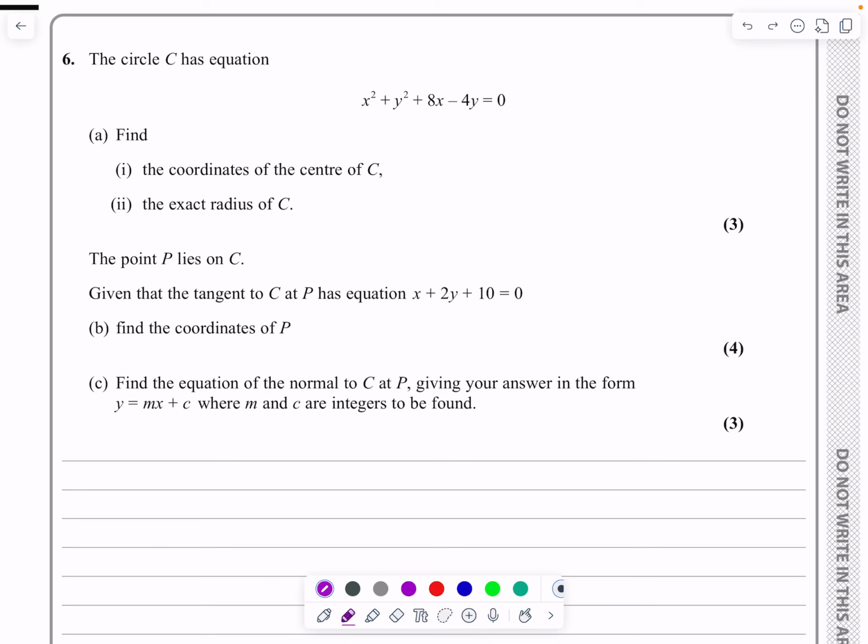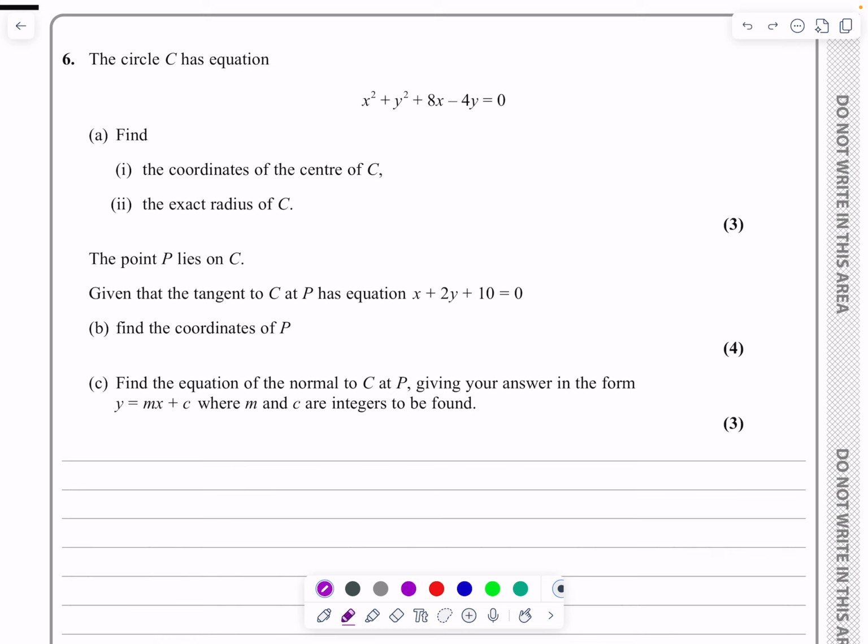Okay, this is the P2 paper from January 2023. It's question number 6, and this is a coordinate geometry in the XY plane question. It's actually the equation of a circle to start off with, and we're going to be finding the equation of a normal. We've got a tangent in there. So all work to do with chapter 2.